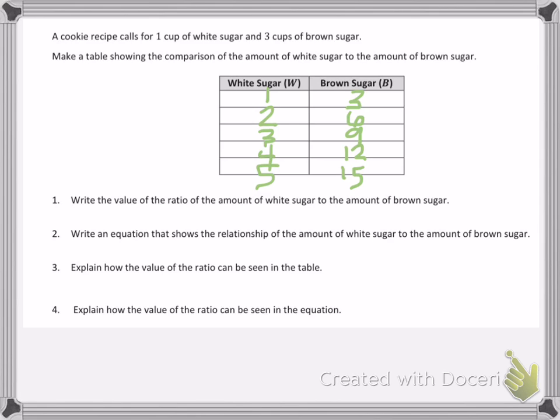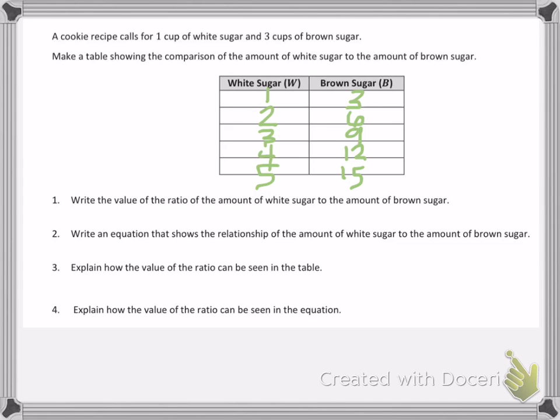So if I have 5 cups of white sugar, I'll have 15 cups of brown sugar. And that'll be the same for each of those equivalent ratios. Now, here we go. Let's start to write our equation. And we know that for number 1, we're going to write the value of the ratio of the amount of white sugar to the amount of brown sugar. And what we found out today is that the constant and the value of the ratio are the same thing.